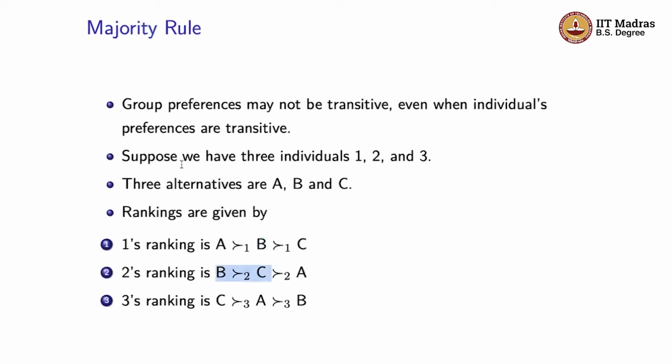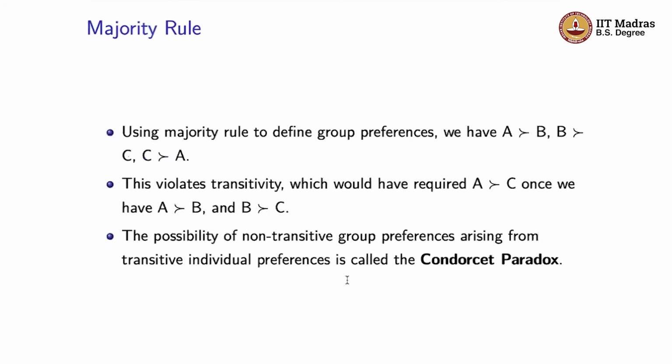What about C over A? Person 1 prefers A over C, but both person 2 and person 3 prefer C over A, right? So as a group, C is preferred over A. So what we see is that under this pairwise majority voting system, A is preferred over B, B is preferred over C, and C is preferred over A.